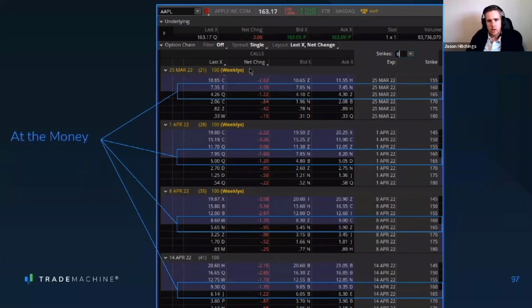163 is pretty close to 160 and 165. Technically, the 165 would be the at the money because it's a little closer. But oftentimes, the two closest options, if it's pretty close, would be called the at the money options. So in this scenario, the 160s and the 165s are sort of the at the monies in the options chain.